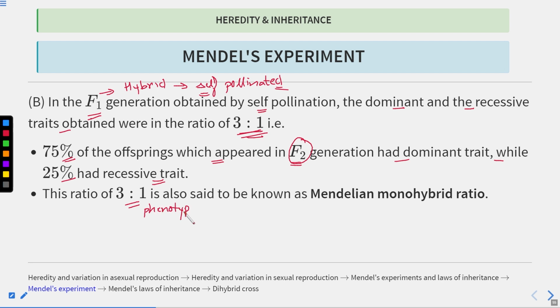This is the phenotypic ratio which is observed in the monohybrid cross. Clear? A monohybrid cross is a cross involving one pair of contrasting characters. So here only one pair of contrasting characters is involved.